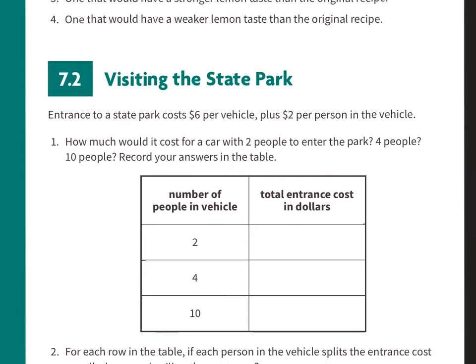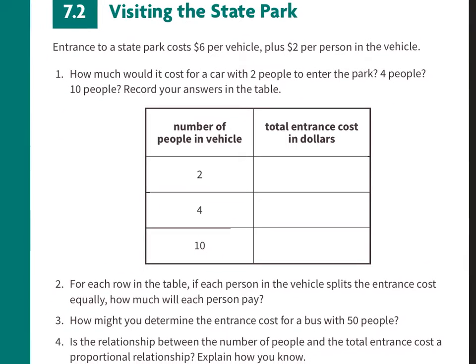Entrance to the state park costs $6 per vehicle plus $2 per person in the vehicle. How much would it cost for a car with 2 people, 4 people, or 10 people? So 2 people. We have $6 for the car. That goes every time. We're going to go $6.